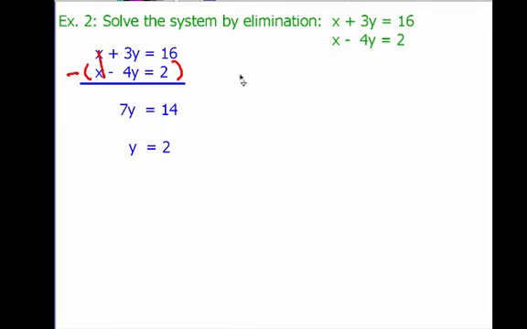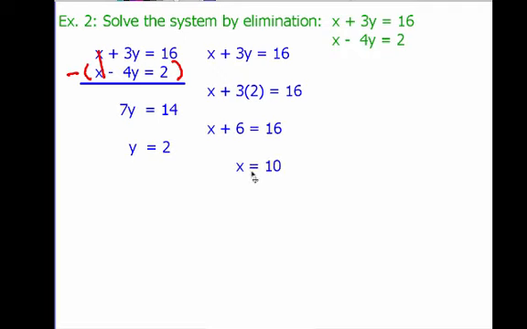All right, so now my next step is to take one of my equations. I'm just going to work with the top one. I'm going to plug in my y value that I know. So x plus 3y equals 16. So x plus 3 times 2 equals 16. 3 times 2 is 6. So x plus 6 equals 16, which tells me x is 10. So right now, x is 10, y is 2.